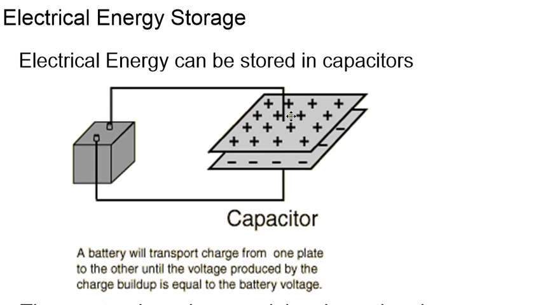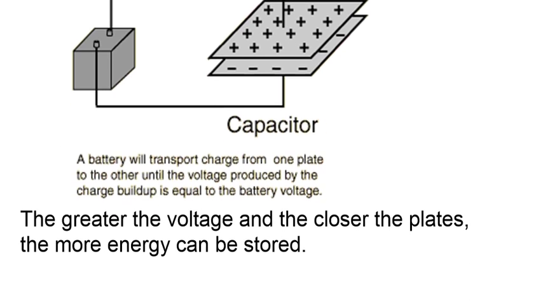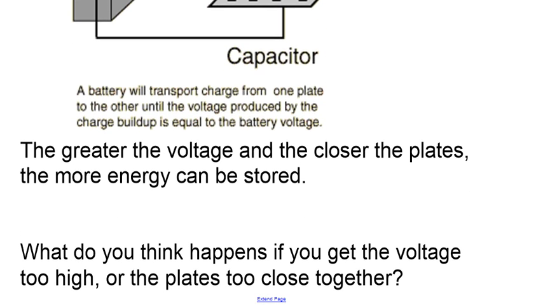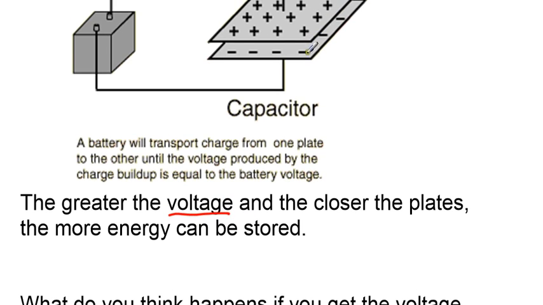When that happens, we can see that one of the plates becomes positive and the other plate becomes negative. This produces a potential, so there's a voltage here, and the charges will continue to move until the voltage between these two plates is equal to the voltage of the battery. If you want to store a greater charge in a capacitor, you can increase the voltage, and you can also decrease the distance between these two parallel plates.